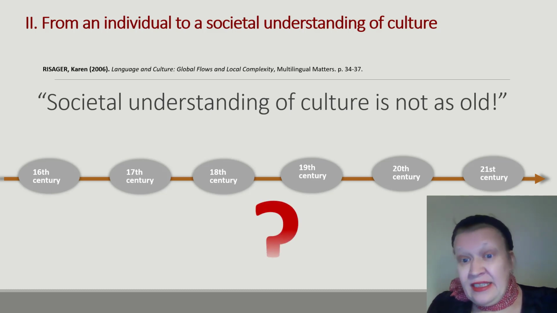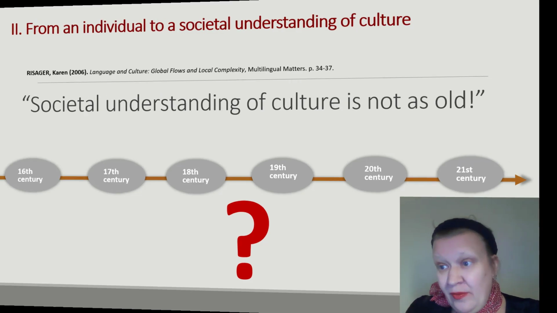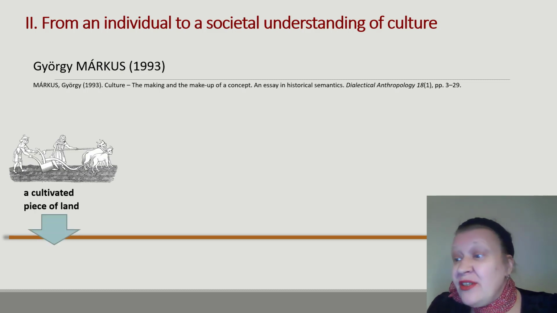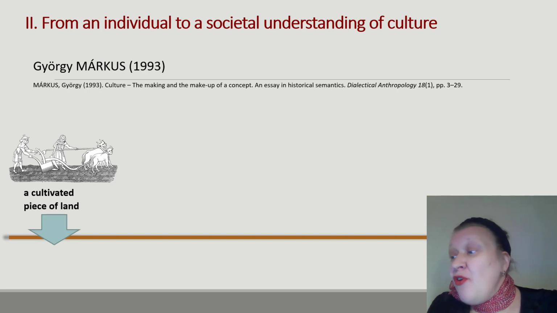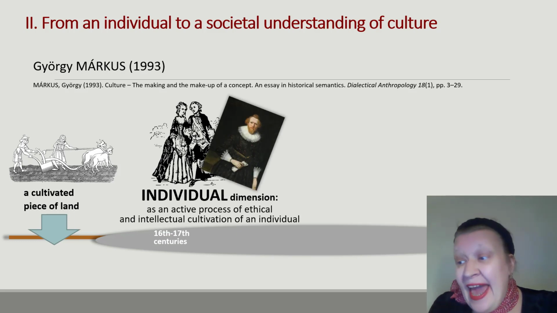When exactly did we start to apply the notion of culture to any group of people? In his remarkable essay on the evolution of the notion of culture in Europe, Hungarian-Australian philosopher György Márkus shows that the concept culture, borrowed from Latin, originally denoted a cultivated piece of land. From this arose its metaphorical meaning, emphasizing the individual dimension. Culture as an active process of ethical and intellectual cultivation of one individual.